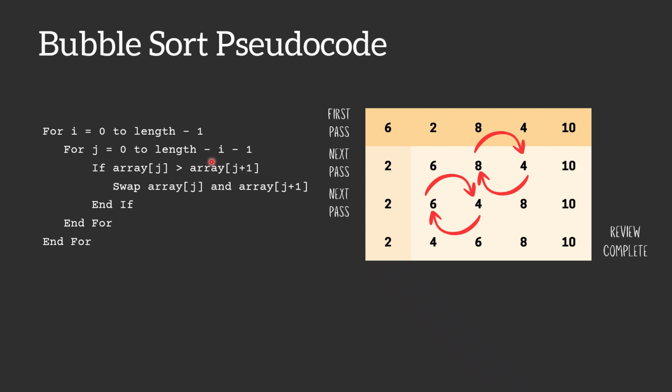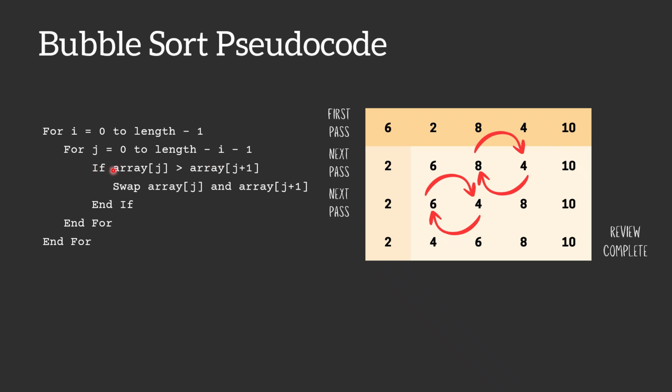So the minus 1 part here makes the loop get shorter every time, okay? Because with every pass, the largest number has already bubbled to the end, so there's no need to check it again. Every time the outer loop runs, the inner loop checks fewer pairs, making the algorithm a little bit more efficient as it goes.